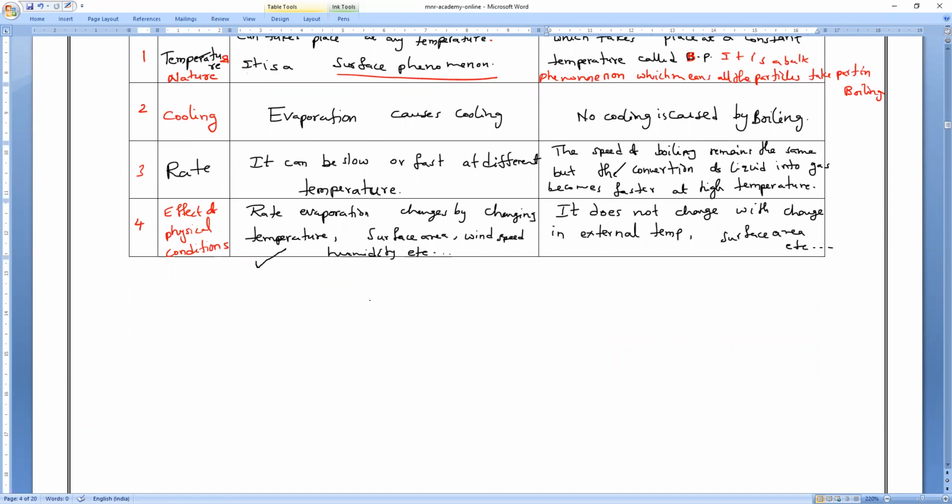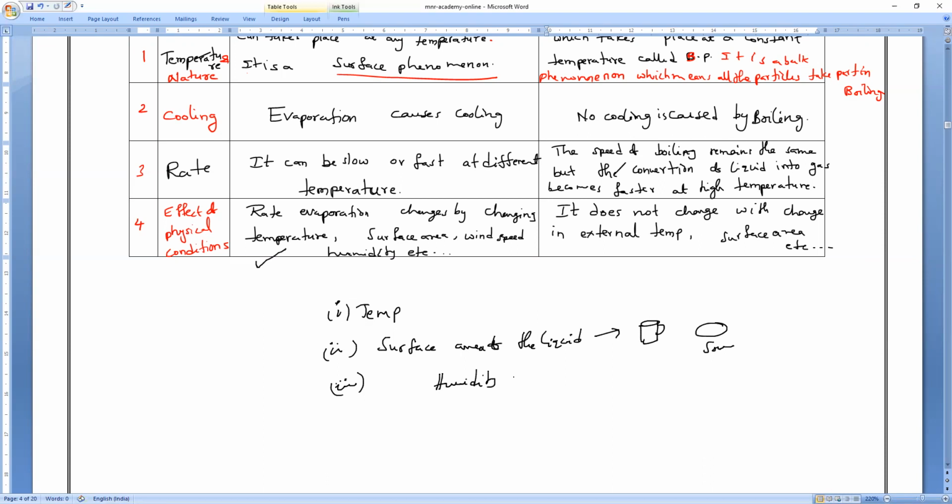What are the 5 following factors, everybody? First one is temperature. Second one, surface area of the liquid. Remember, Lingesh, for example, the tea is kept in a cup and the tea is poured into a saucer. Everything you have to remember with one example. Third one, humidity of air. Fourth one, speed of wind. Fifth one, nature of liquid.